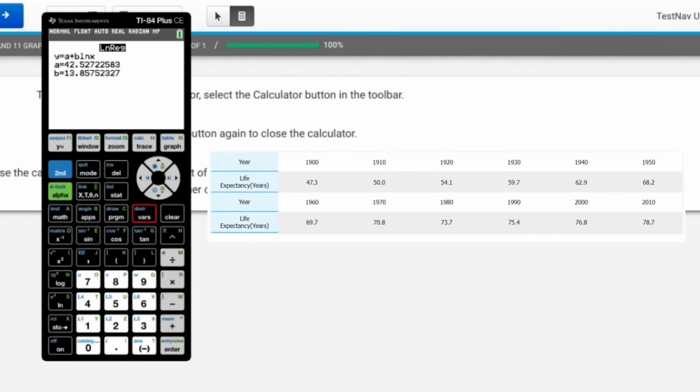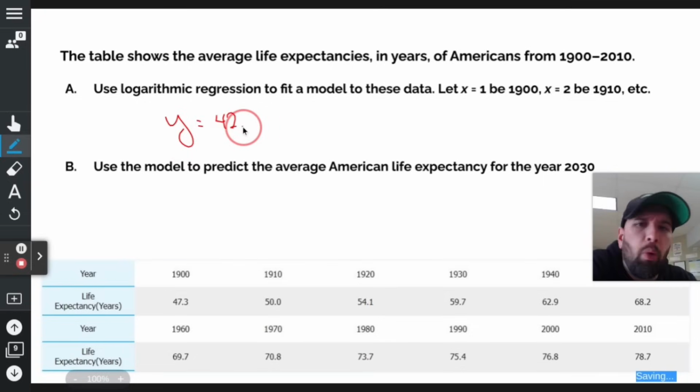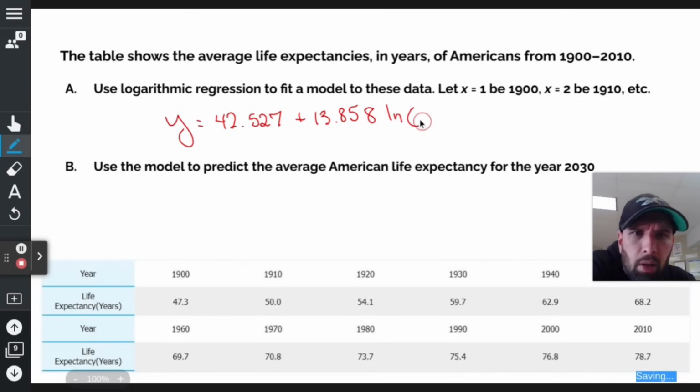So it's going to look like 42.527 plus 13.858 ln of x. All right, so the equation that I got was y equals 42.527 plus 13.858 ln of x. And again, I stored that into my y1 plot.